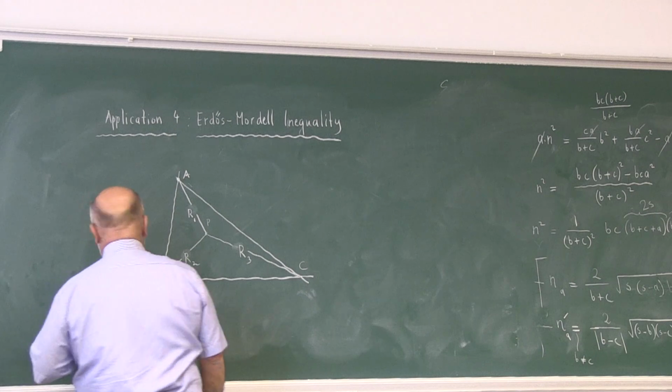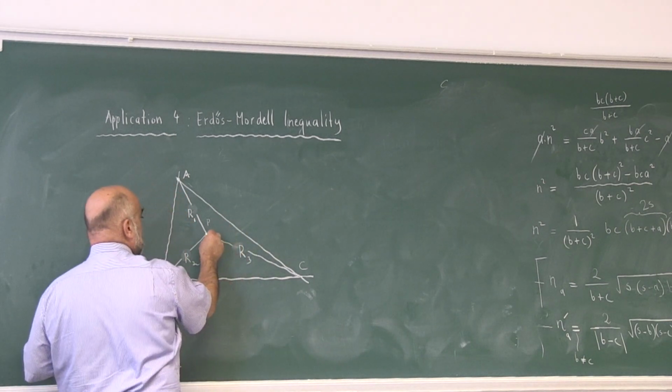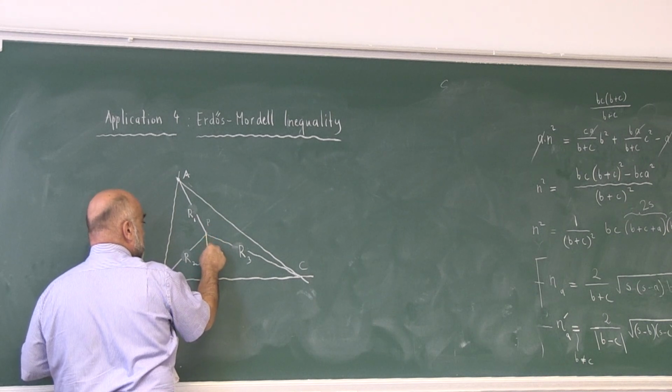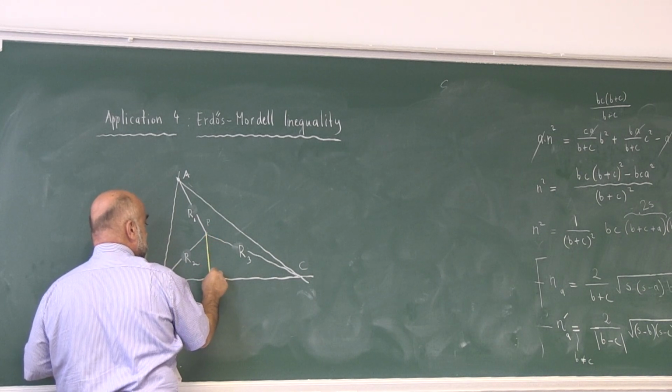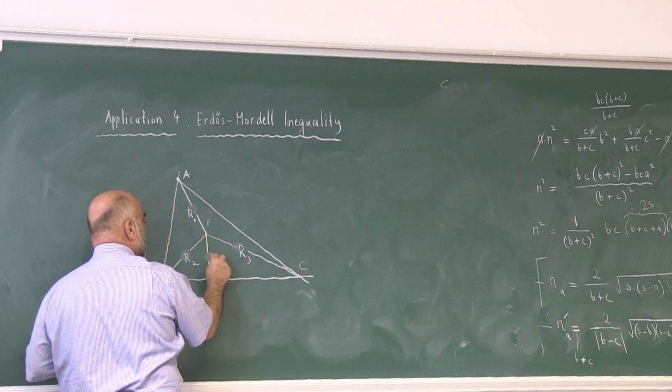Now let's look at the distance of the point P to the three sides. That means you drop perpendiculars to each side and measure the length. Let this be small r1.